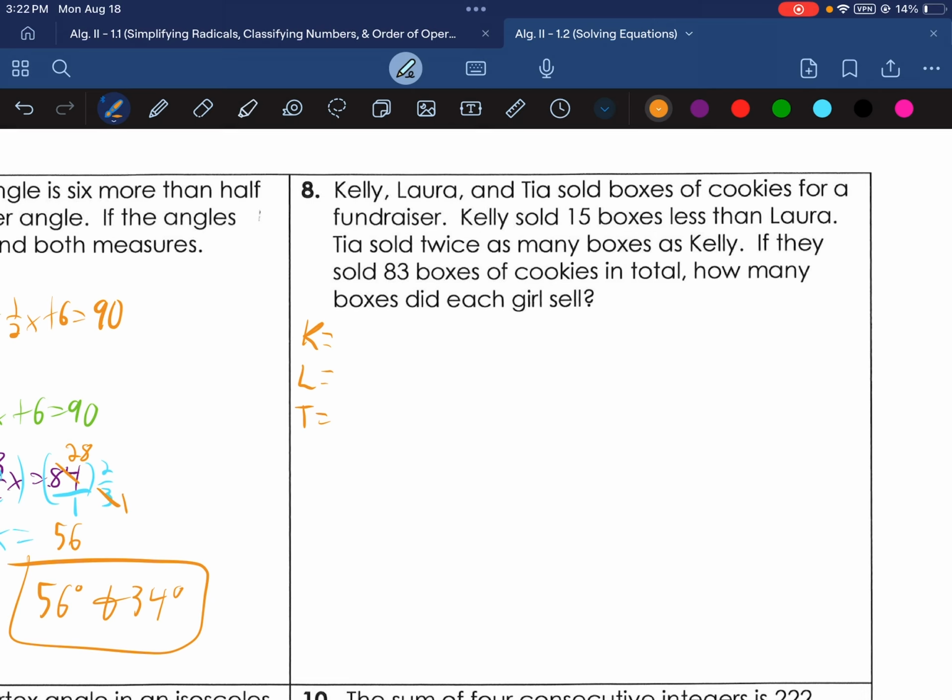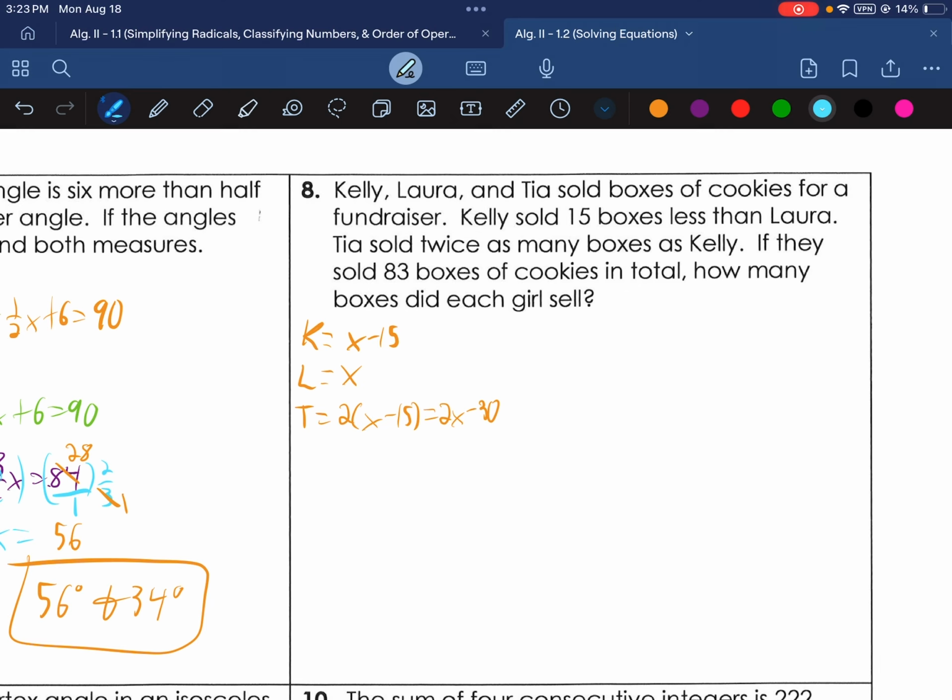So Kelly sold 15 less than Laura. Tia sold twice as many as Kelly. So we have to call one of them X. I'm going to go ahead and call Laura X. And that way I can compare Kelly to Laura. I'll just compare Tia to Kelly after that. Doesn't truly matter which one you call X. It could work out regardless. But I'm just doing that because my first equation is based on that. So 15 less than Laura is what Kelly sold. So X minus 15. Now Tia sold twice as many as Kelly. So I take X minus 15 and I multiply it by 2, giving me 2X minus 30.